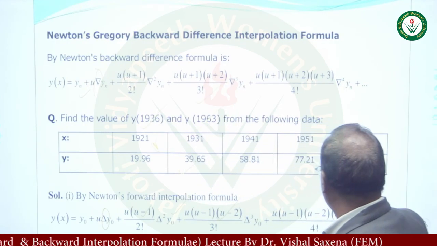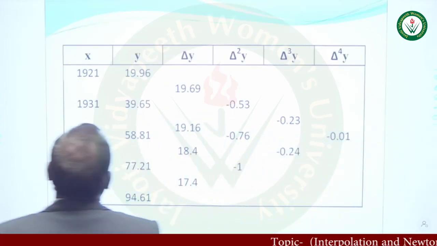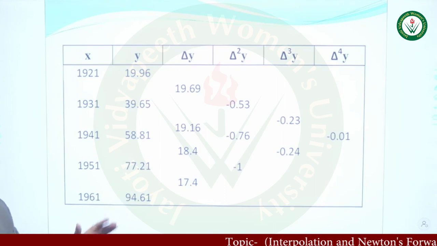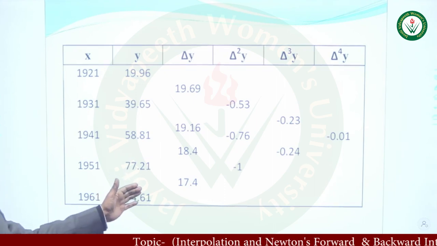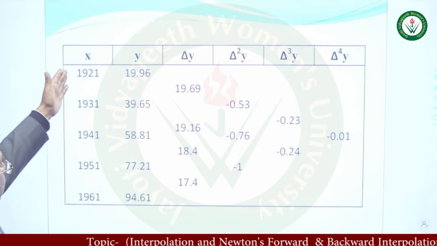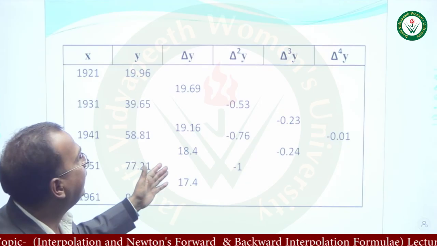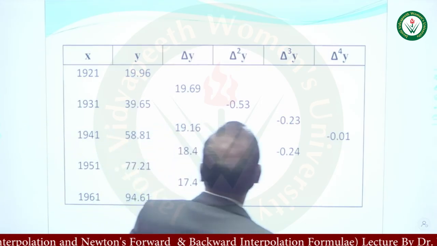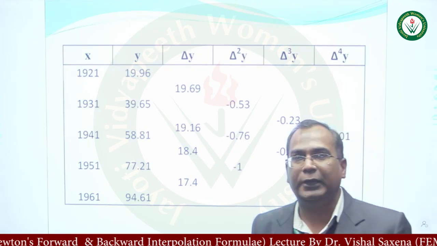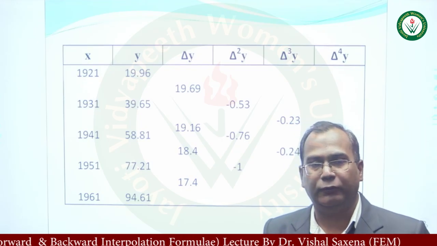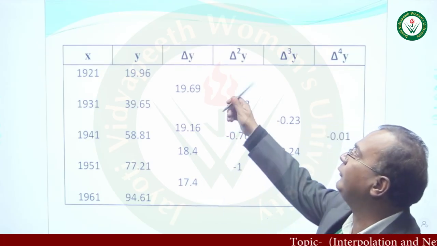Now I am taking the next slide. First we have to make a difference table. As we already know, we have discussed how to make this difference table. These are the values of x. Now we are taking the values of y, and then we take the differences. The differences are calculated in a similar way for the forward, the backward and the central differences. Just the notations will be different.